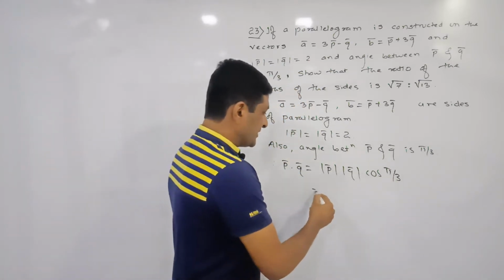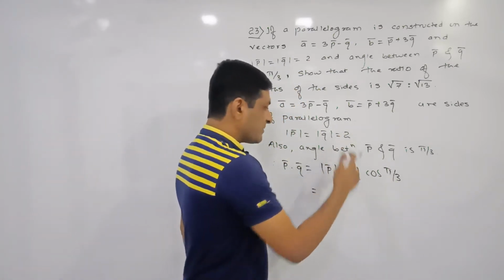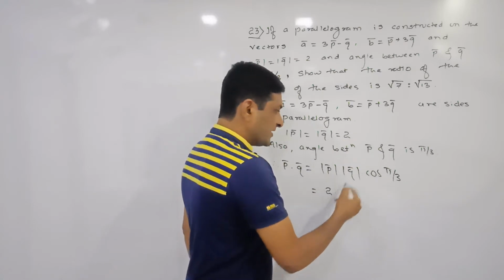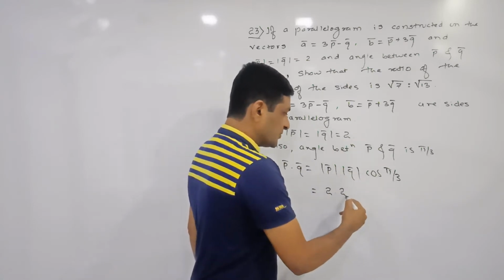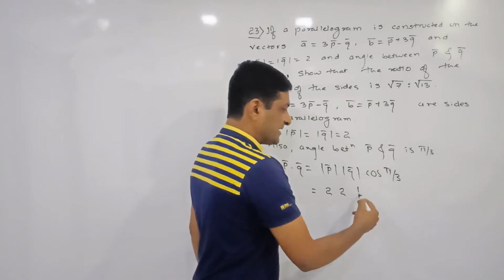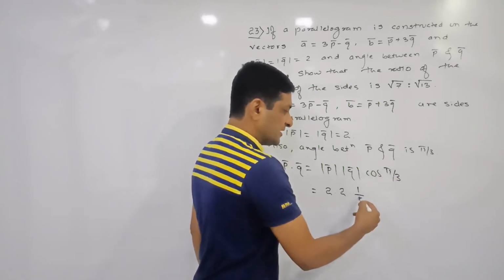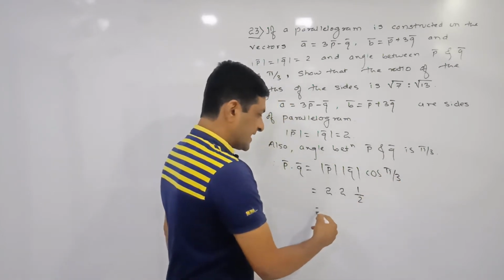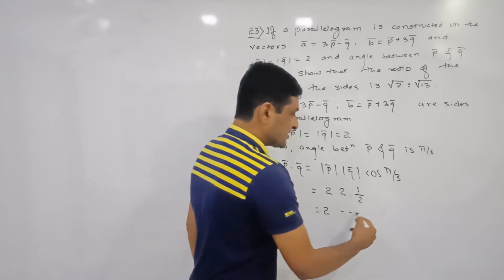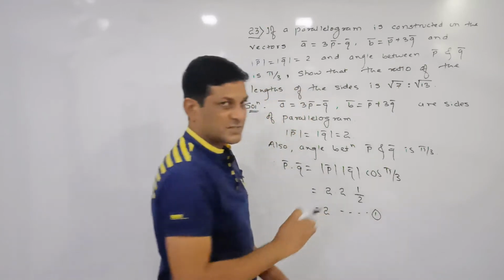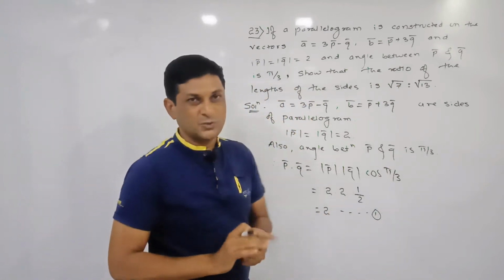So this is equal to, now replacing the magnitude of p bar by its given value 2, the magnitude of q bar is also equal to 2, into cos of pi by 3, meaning cos 60, which is equal to 1 by 2. The 2 will get cancelled, so we will get 2 here. Let us denote it by equation number 1. So the value of the dot product is known to us.